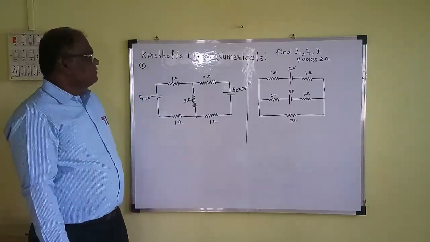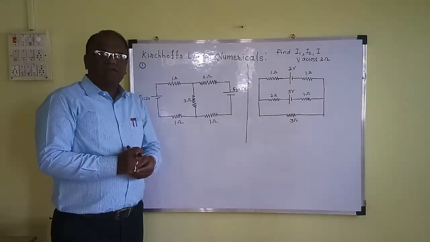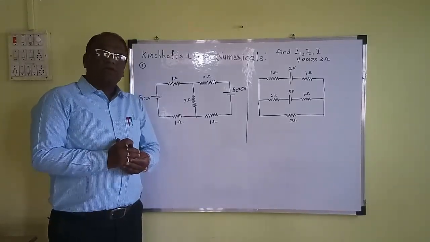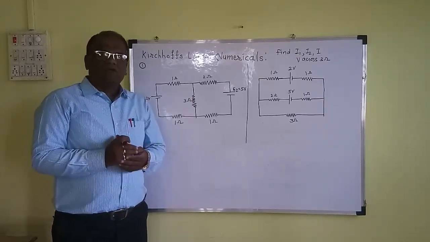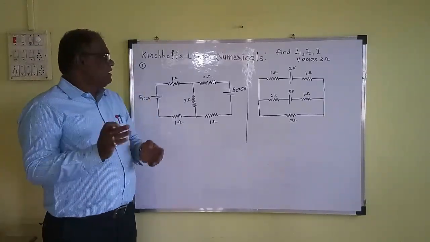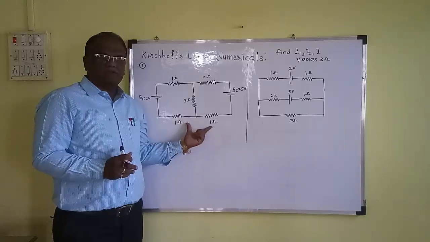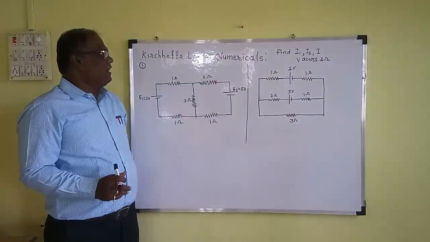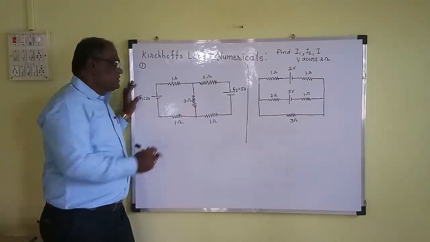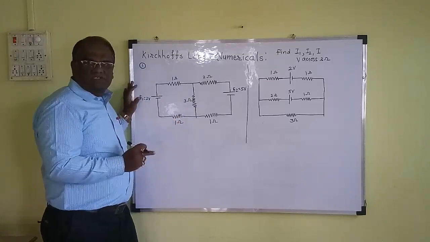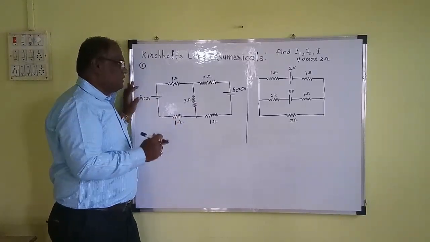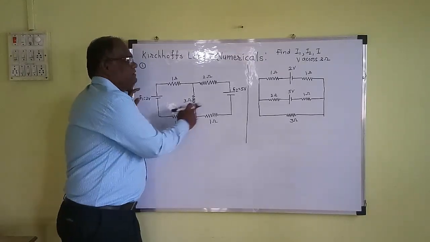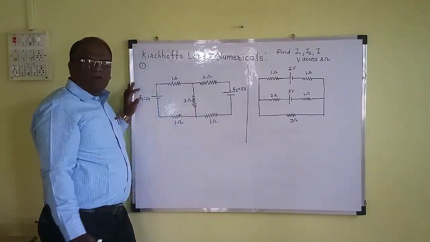Last video we have seen the statement of Kirchhoff's law and explanation. Now by using Kirchhoff's law, let us solve some numericals. Here consider this numerical. Now we have to find I1, I2 and I. That means current through each branch and also the current through the 3 ohm resistance. You can also find the potential difference across the 3 ohm resistance.